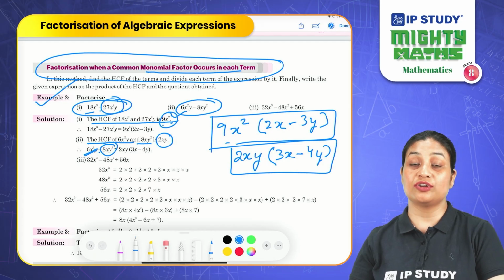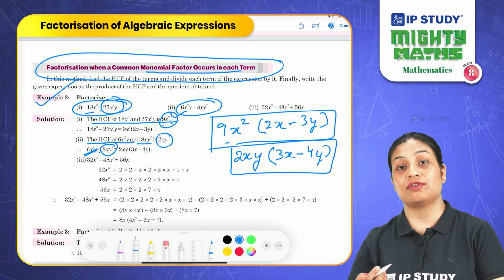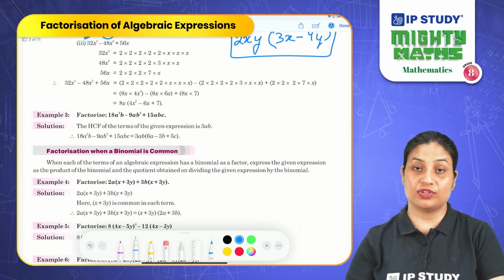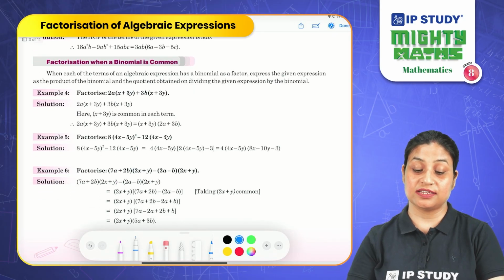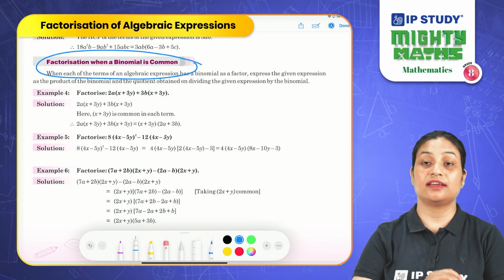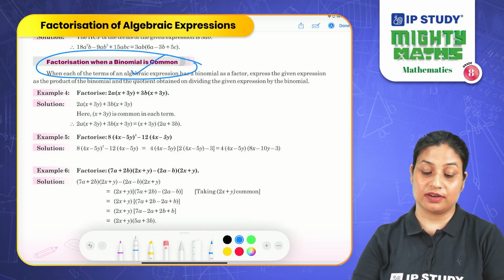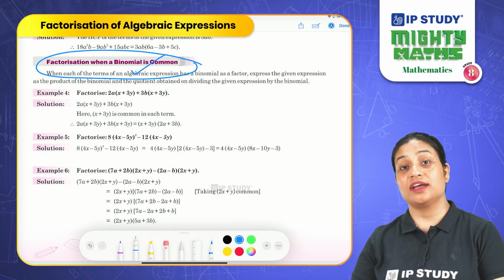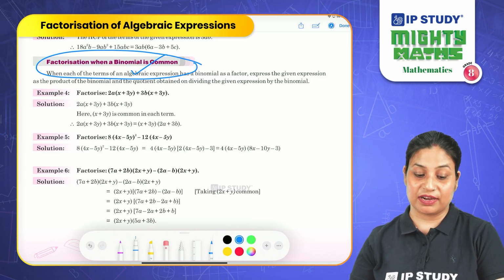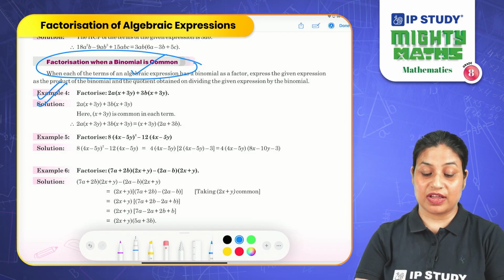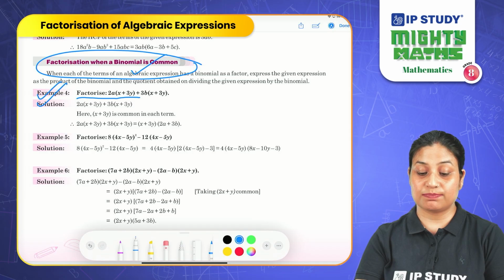So I hope, students, you have understood how to factorize an algebraic expression when a monomial is common in each and every term, right? Now let's move on to the next topic. The next topic is factorizing an algebraic expression when we have a common binomial. Now how are we going to do that? In order to understand that, let's take an example again. Let's take example number 4 over here. So here we have to factorize 2a(x + 3y) + 3b(x + 3y).